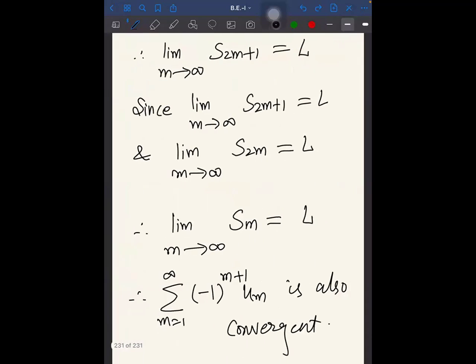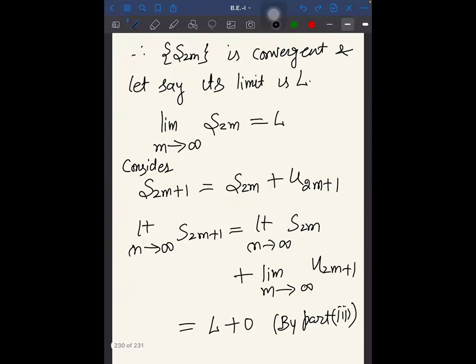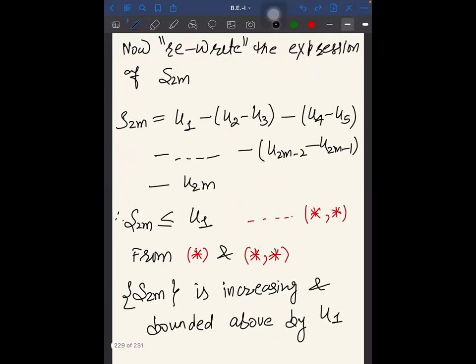Okay, you got it? So should we move further? Sir, I have a doubt. Yes, please. Can you switch to the previous slide once? Yes, sir, the previous one. One minute. Sir, in this, how is S_{2m} increasing? Sir, it should be decreasing.